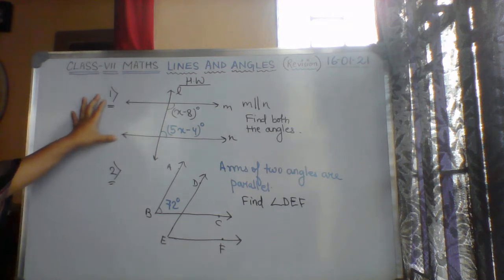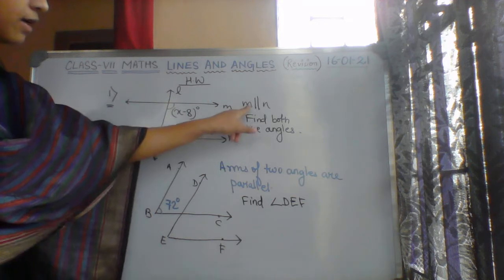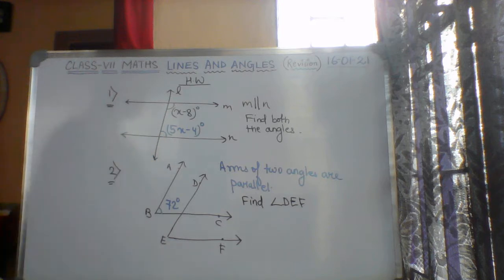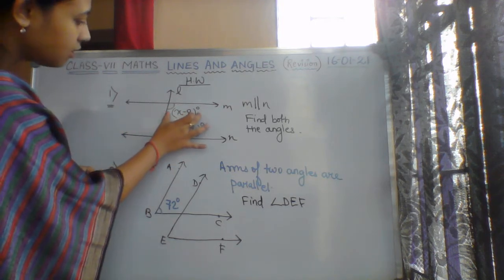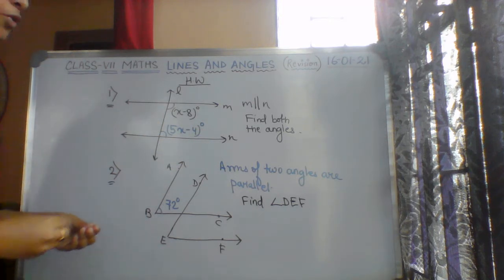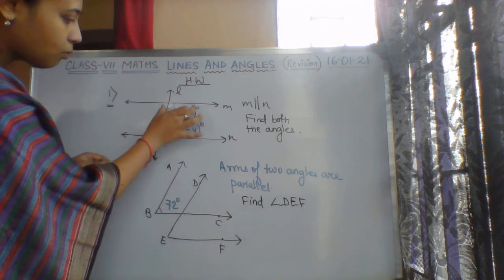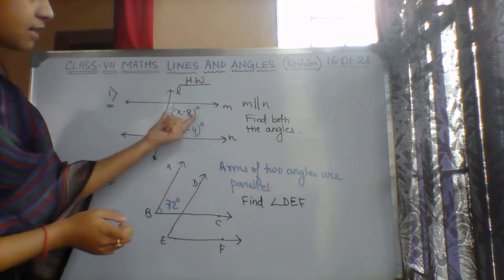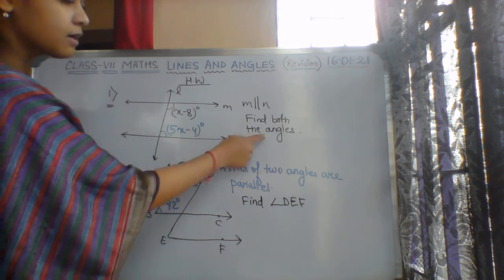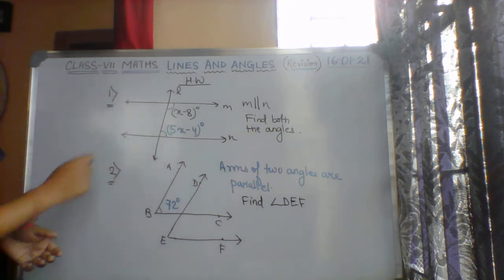Question number 1. Here you can see L is a transversal and M is parallel to N, it is already given. The measures of both the angles are given in terms of x. You have to find the value of this angle and this angle. For that you need to find x first, then find how much x minus 8 is and how much 5x minus 4 is, because they are not asking about the value of x, they are asking for both the angle measurements.